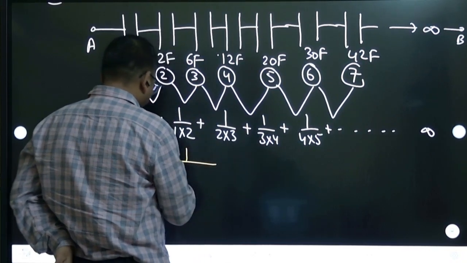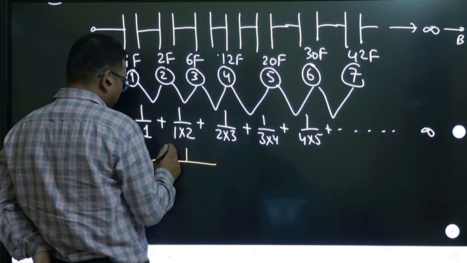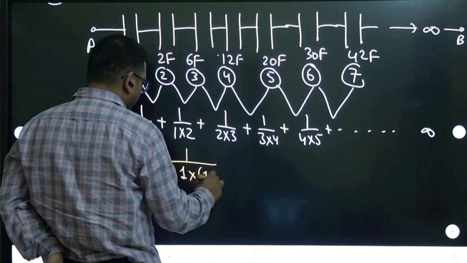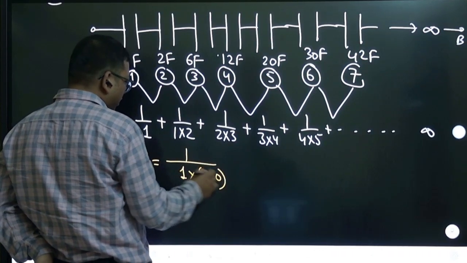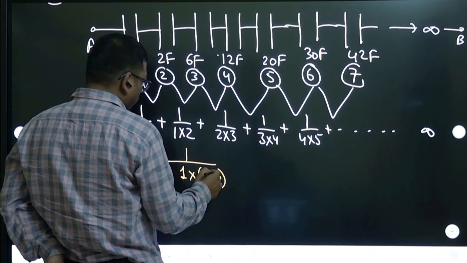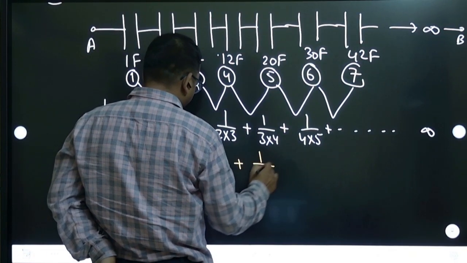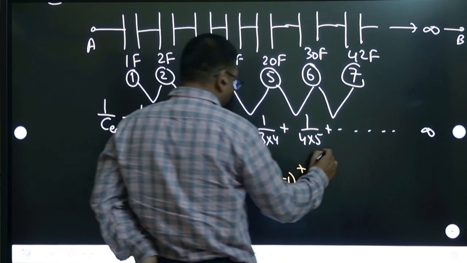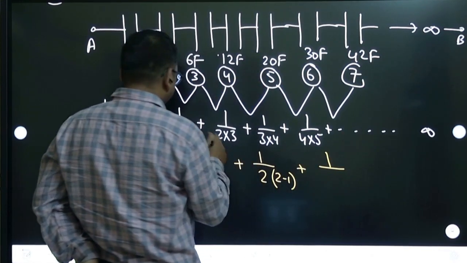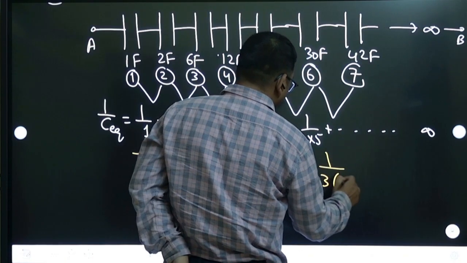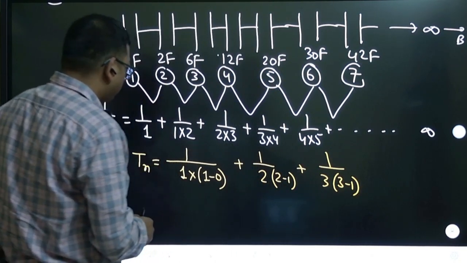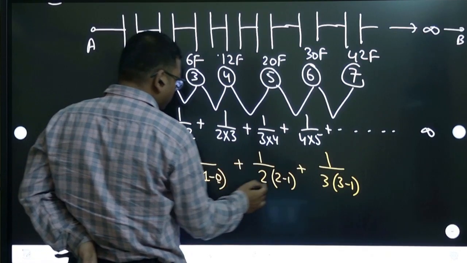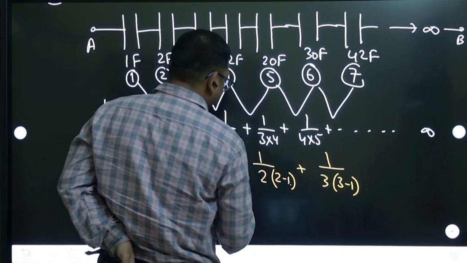1, 2, 3, 4. So first term, then minus 0 we are doing. Suppose first term you have to take, so 1 into 1 minus 0 we are doing. Like this it is. Second term is 2 into 2 minus 1. Then third term is 3 into 3 minus 1. Like that. Okay. So I think this is also increasing. 0, 1. No, this is not increasing.